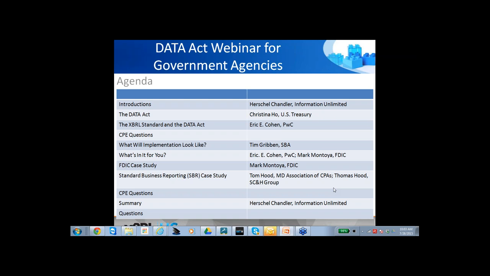Tim Gridden is the Deputy CFO at the Small Business Administration. In addition to financial management, he also has a background in performance management and data analytics. Tim is also an active member of Treasury's and OMB's Data Act Interagency Advisory Committee. Tim is leading the Data Act pilot, so he'll give us some insight into what an implementation could look like.